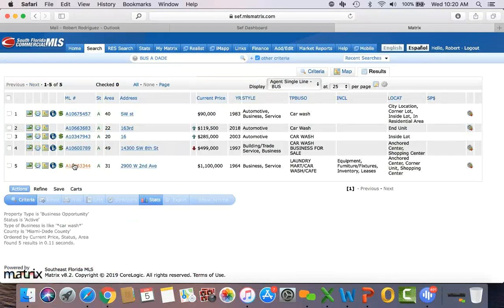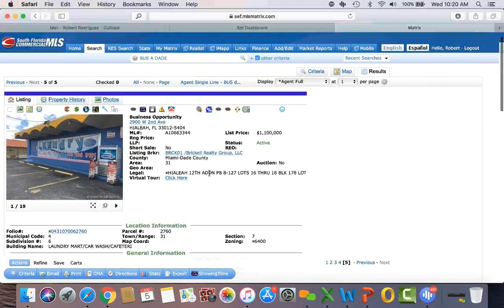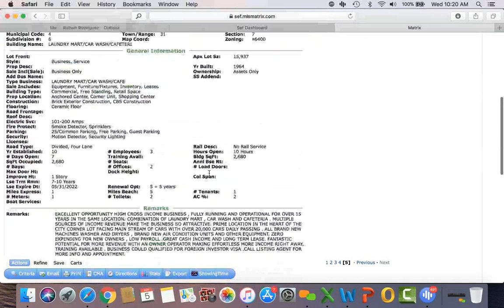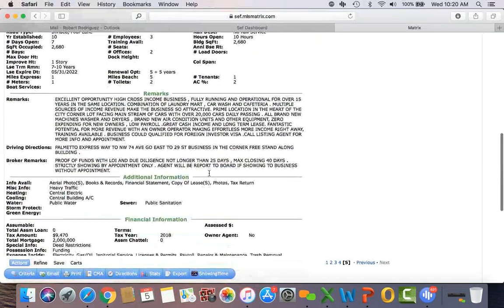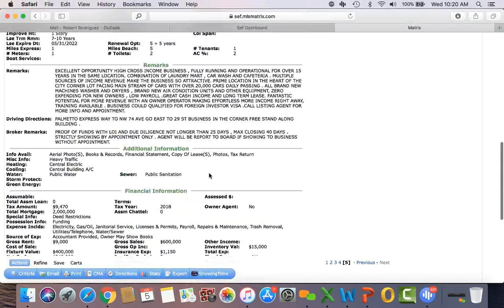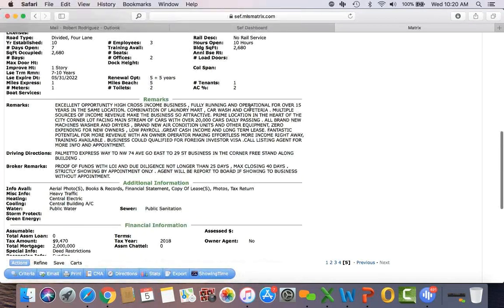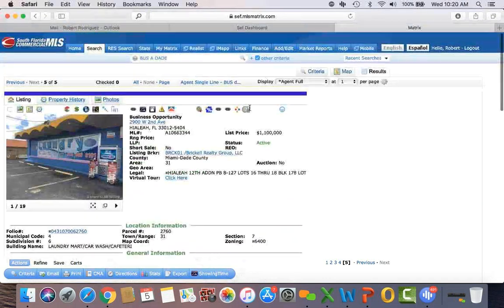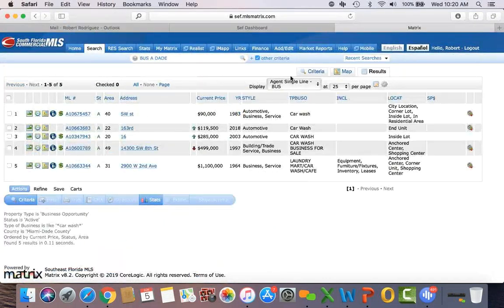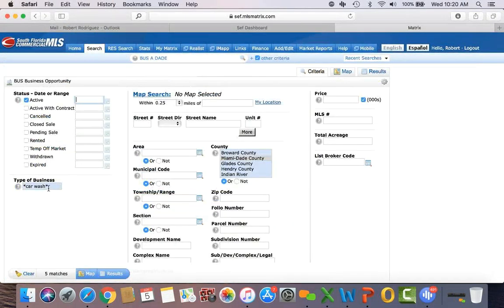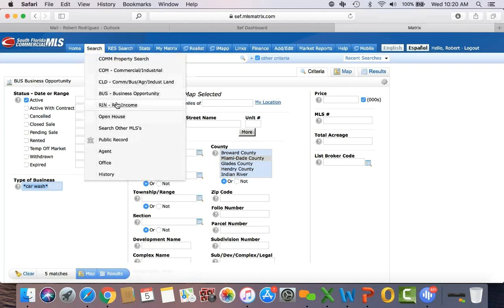And if I go to the more expensive one, here it's a laundry, not a car wash, or maybe it is a car wash. It is a car wash. Okay. All right, so that would be your type of business. You're going to come here to the criteria, and you're going to look for what kind of business you would like to purchase. So that's under business opportunity.